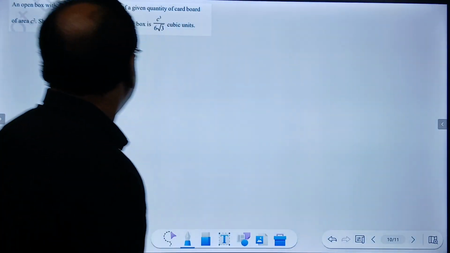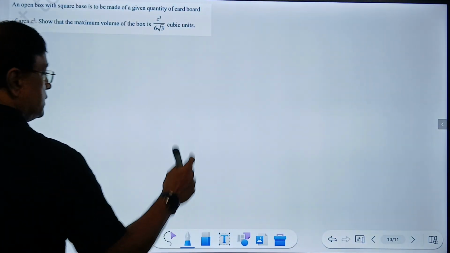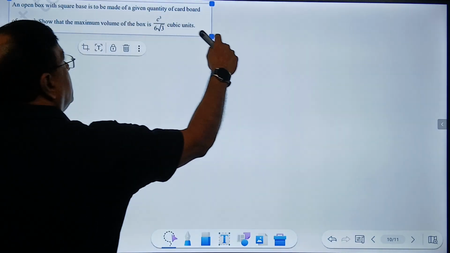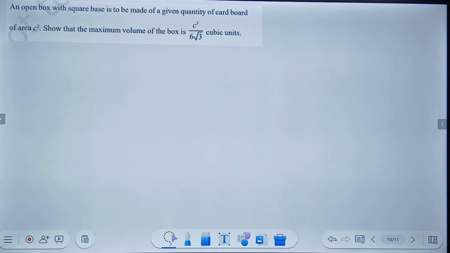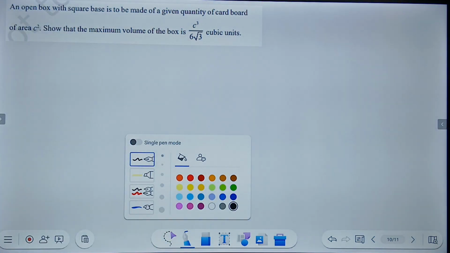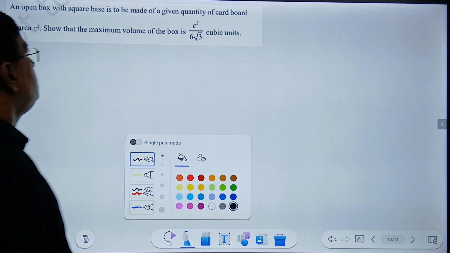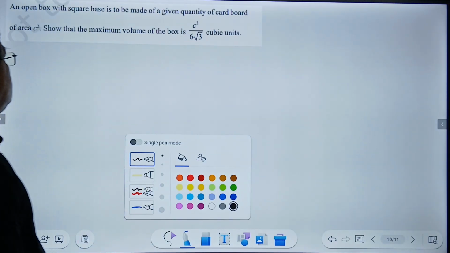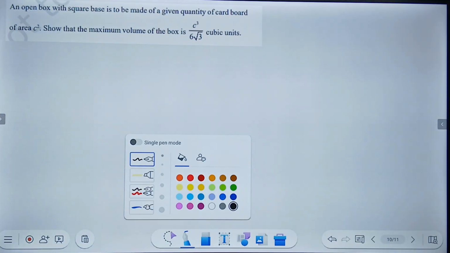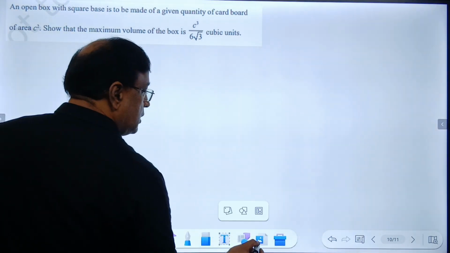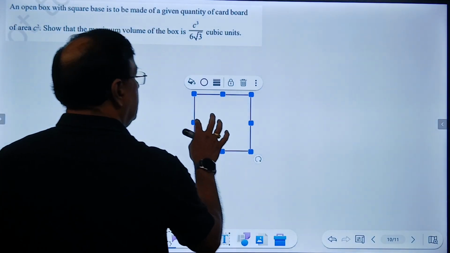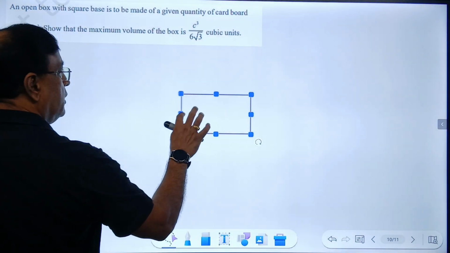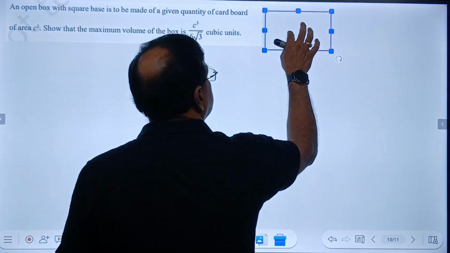Now let's go to the last problem for the day. This is the last problem. Very, very important type of question. Now listen, watch this question carefully or read it. An open box with a square base is to be made out of a given quantity of cardboard of area c square. So I have a cardboard whose area is c square. So it can be a rectangle, it can be a square, I don't know. So it's a cardboard that is given to you.